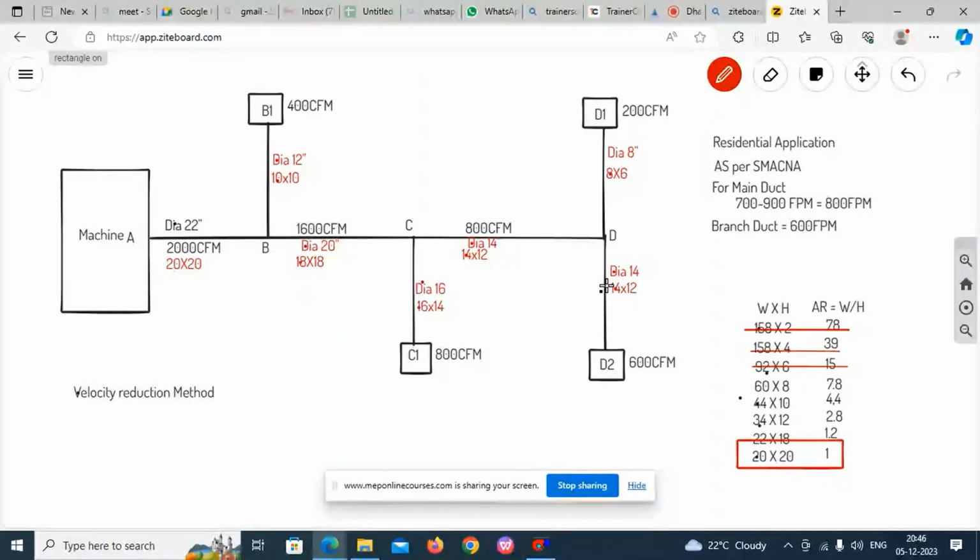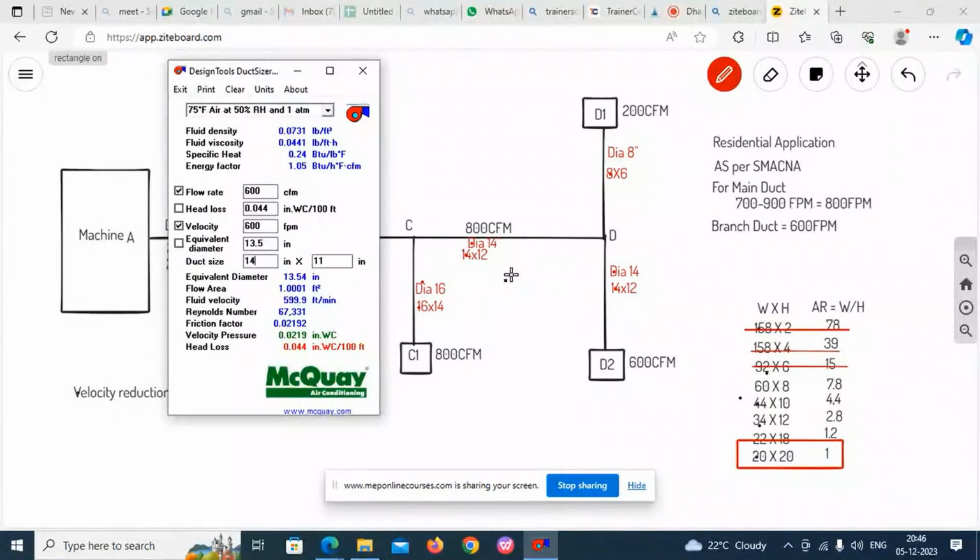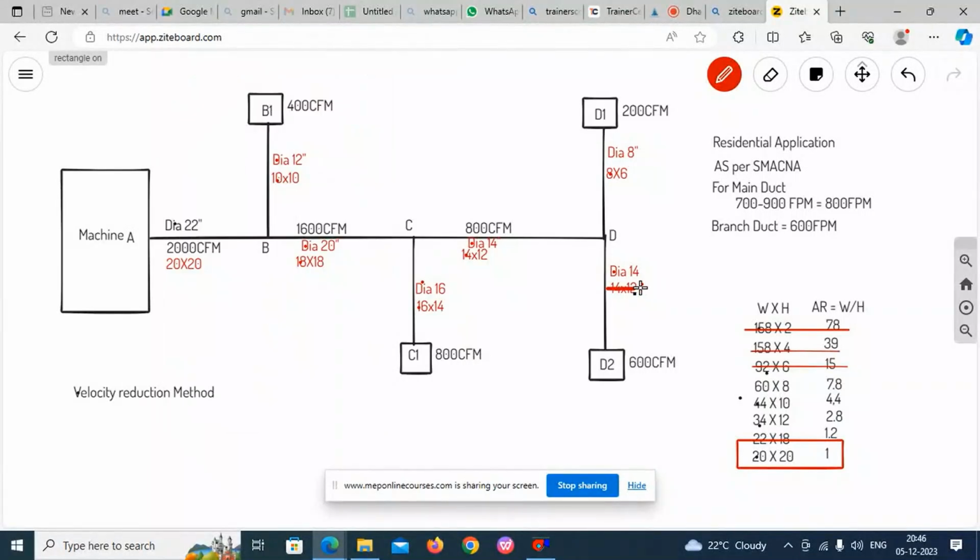Always you need to check with the forward duct. The forward branch duct height should be 2 inch less than the height of the main duct. But here both heights are same. So you need to change this statement. As it is 14 by 11, make it 16 by 10. So this is wrong. You need to make it 16 by 10.